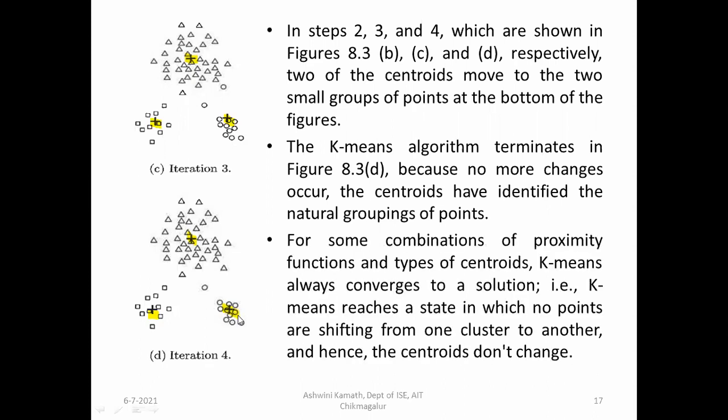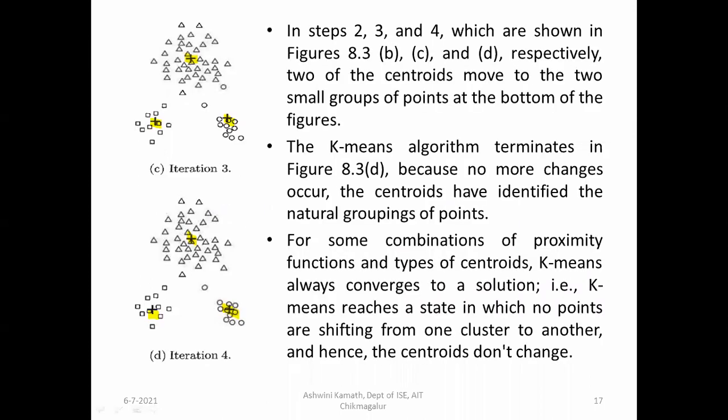For some combinations of proximity function, proximity meaning the values which are nearer, and types of centroid, K-means always converges to a solution. What is this converging? Converging means K-means reaches a state in which no points are shifting from one cluster to another, and hence the centroids don't change. If the centroids don't change, then the K-means algorithm will terminate. Even if you call another iteration, the centroids will not change. So that is the concept of K-means clustering. We'll continue the remaining concepts in the next class.